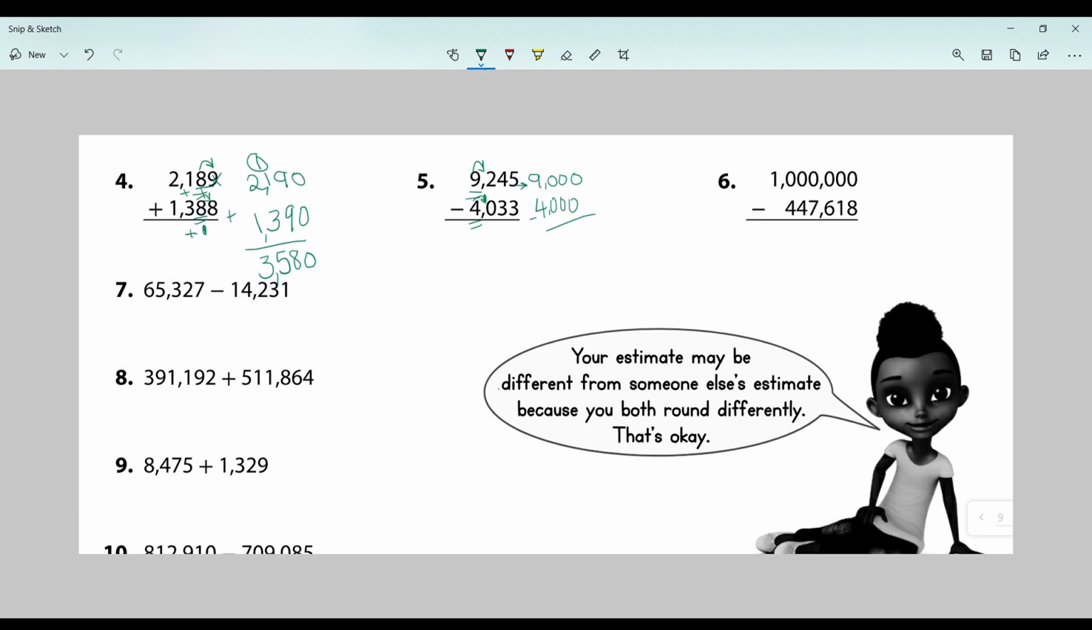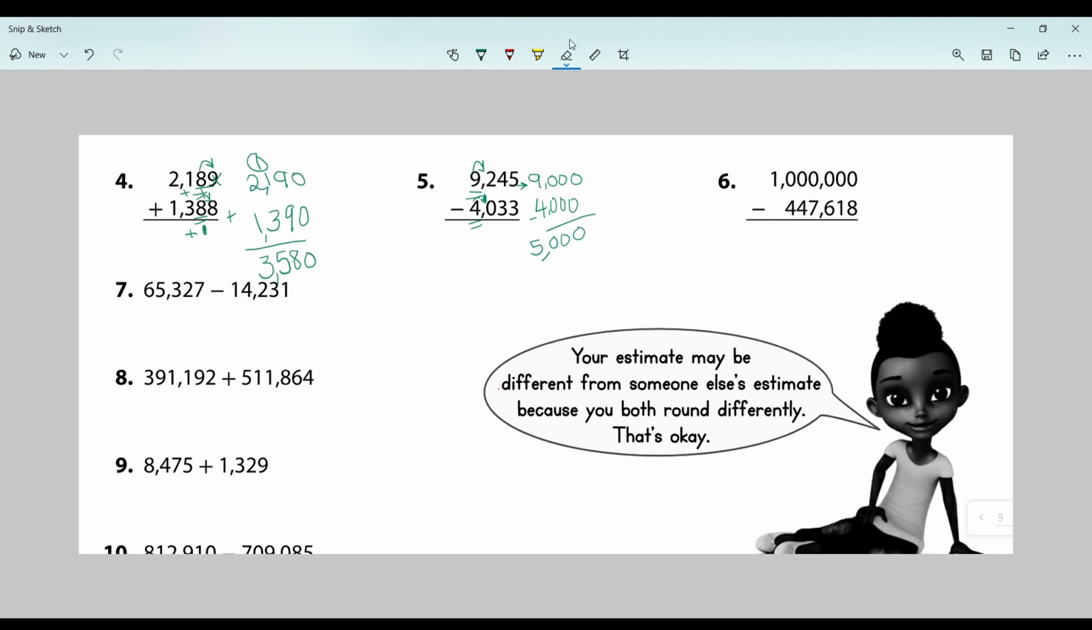I'm gonna subtract. So 0 minus 0 is 0. 0 minus 0 is 0. Now 9 minus 4 equals 5. And I would count 3 digits: 1, 2, 3. Then I would put the comma. We put the comma after 3 digits because this is 1 period.